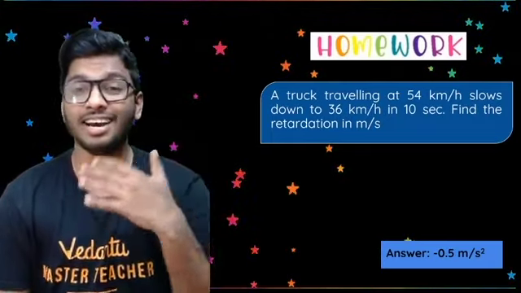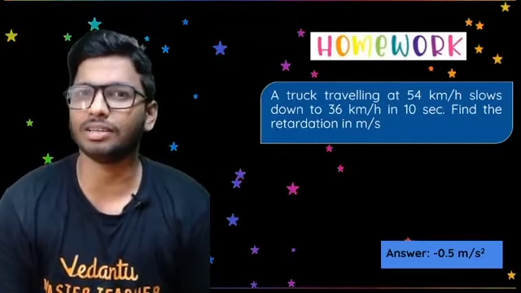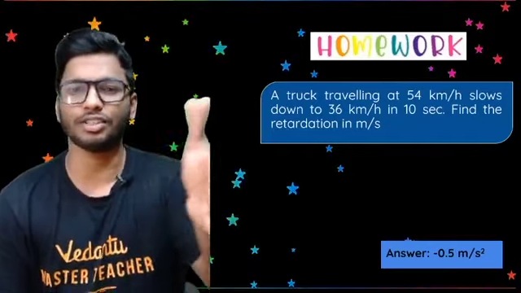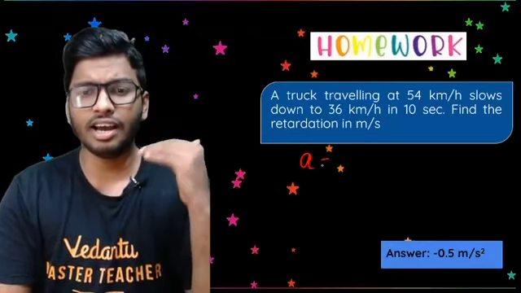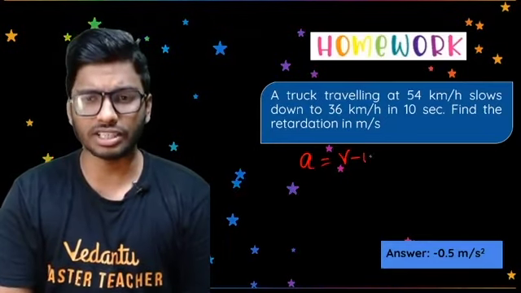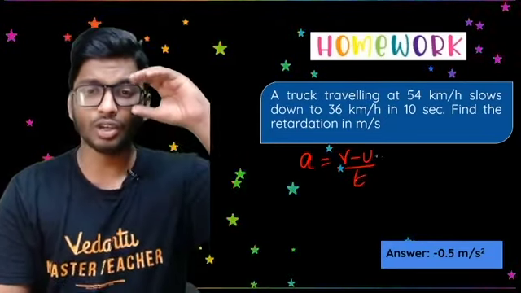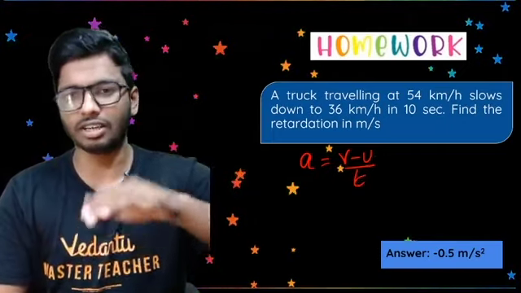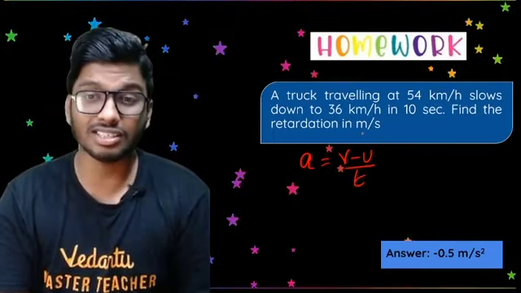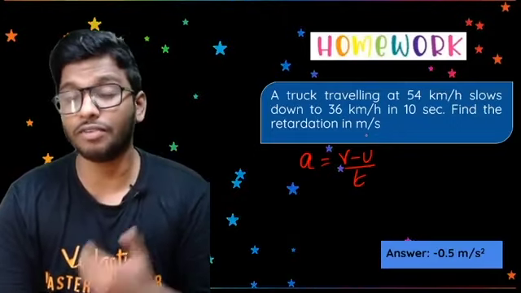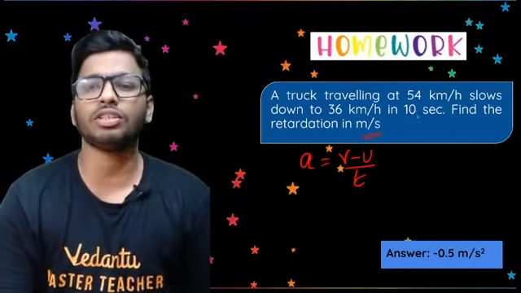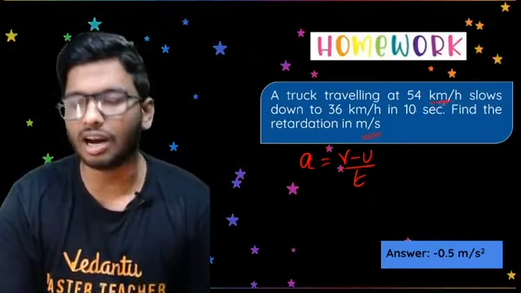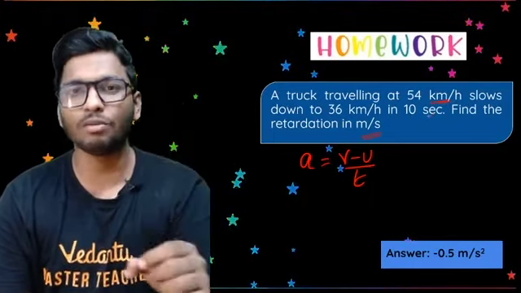First thing first, it might seem like a direct question, but no, it's not just subtraction of the values that is given. Because if you remember the formula of acceleration or retardation, acceleration is equal to final velocity minus initial velocity divided by time taken. So in this case, first thing first, make sure that all the units are same. They've asked you to find it in meter per second, but your initial velocity as well as final velocity is given in kilometer per hour. So first job is to convert the units.